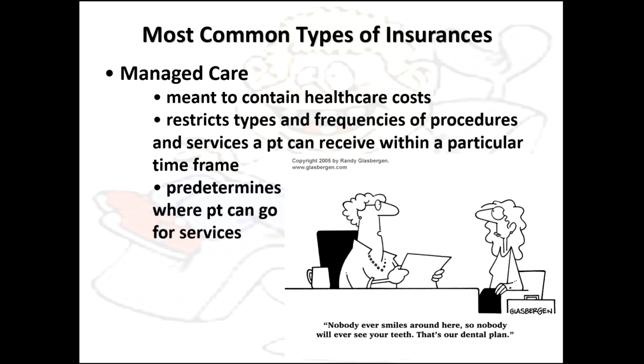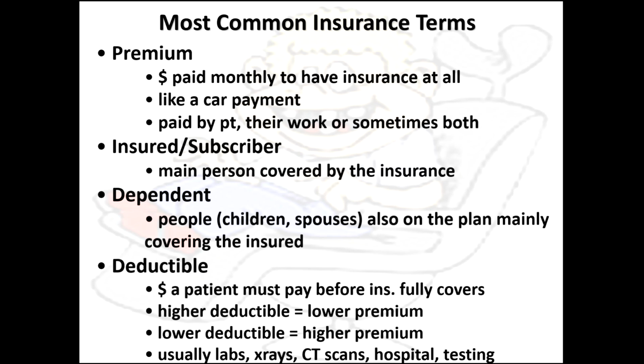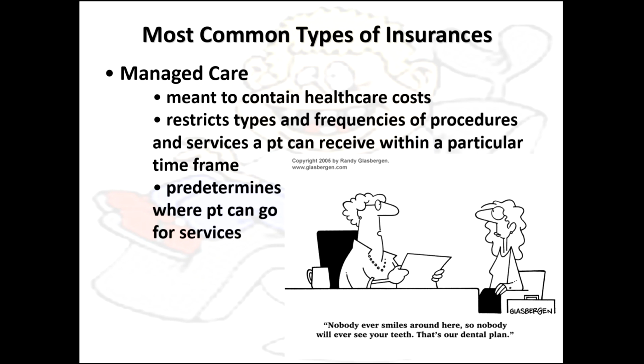A managed care plan, kind of like an HMO, also decides where a patient can go for services, but the main thing about managed care is that it sets a limit to how often in a given year someone can go for services. Okay, so those are the most common types of insurances.